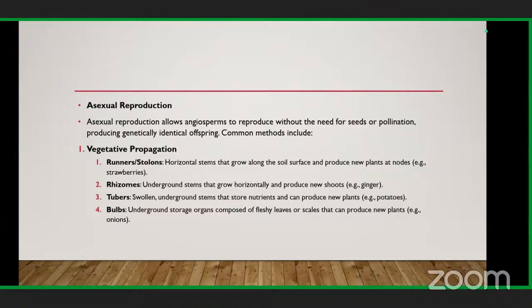These are horizontal stems that grow along the soil surface and produce new plants at the nodes. Example is strawberries. Next is the rhizomes. These are underground stems that grow horizontally and produce new shoots. Example is ginger. Next is tubers, the swollen underground stems that store nutrients and can produce new plants. That is the potatoes. Then bulbs, underground storage organs composed of fleshy leaves or scales that can produce new plants. That is the onions. We have already learned vegetative propagation many times, that's why I'm not explaining it again and again. So these are the terms: runners, rhizomes, tubers, and bulbs.